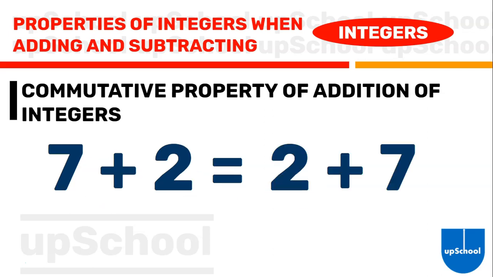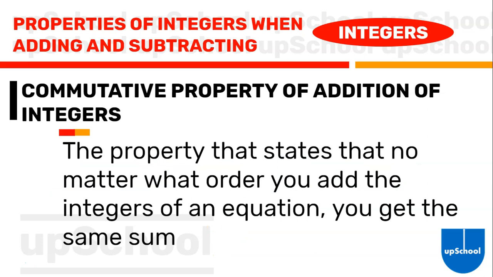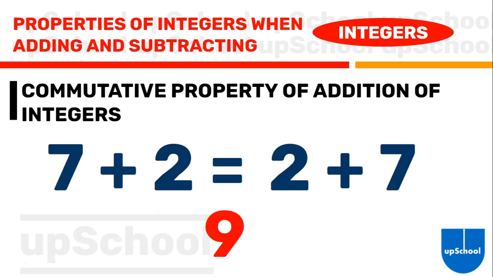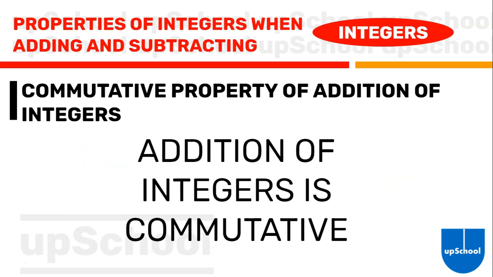As you can see here, in both of the equations, we changed the order. We went from 2 plus 7 to 7 plus 2. We swapped the numbers. Even though we changed the order, both of the equations have the same sum of 9. That's the commutative property. The property that states that no matter what order you add the integers of an equation, you get the same sum. Or basically, even if you swap the numbers of an addition equation, you get the same answer, as we saw over here. So due to this property, we can state that addition of integers is commutative.